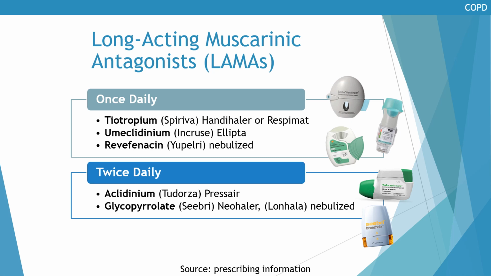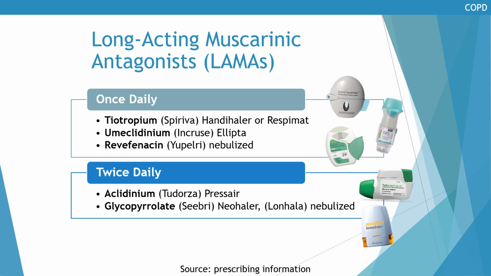The once-a-day options include tiotropium, called Spiriva, which comes as a HandiHaler or a Respimat, umeclidinium, which comes as Incruse Ellipta, and revefenacin, which comes as Yupelri, a nebulizer. The twice-a-day options include aclidinium, which comes as Tudorza Pressair, and glycopyrrolate, which comes as a Seebri Neohaler, and Lonhala, which comes as a nebulizer.